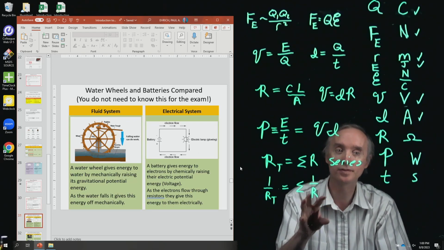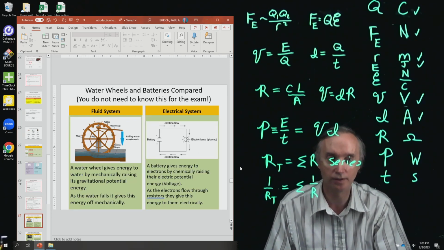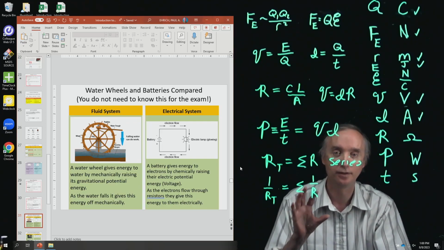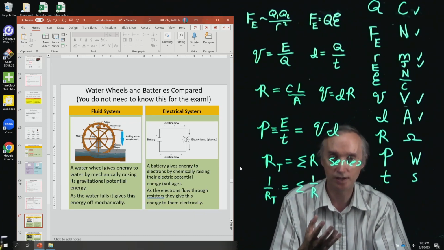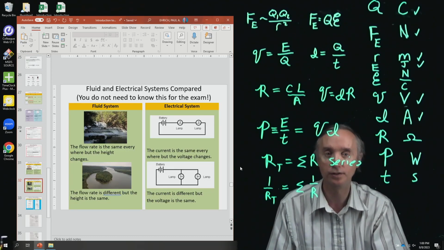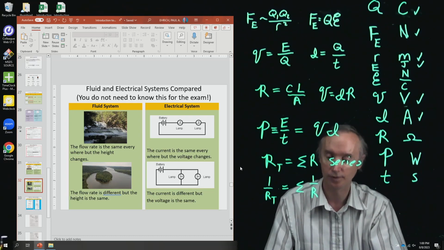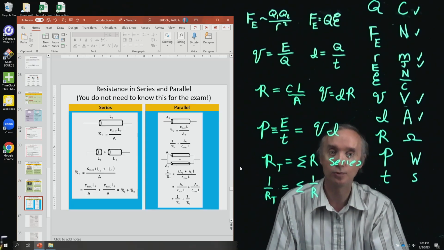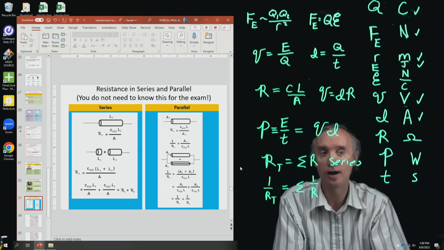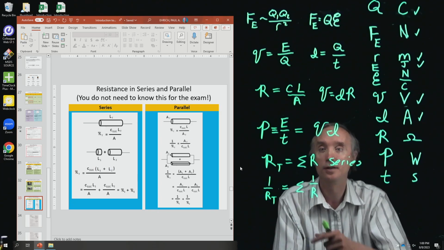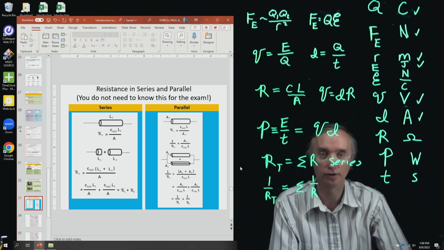All right, this thing is not going to be on the exam, so you don't need to know. I just thought that it might help you to understand what a battery does, if you could see how a water wheel works. Similarly, you don't need to know this for the exam, but it shows how water can simulate a series and a parallel circuit. And then you've got this one, so you don't need to know how to derive this on the exam, but it shows where these two formulas are coming from.